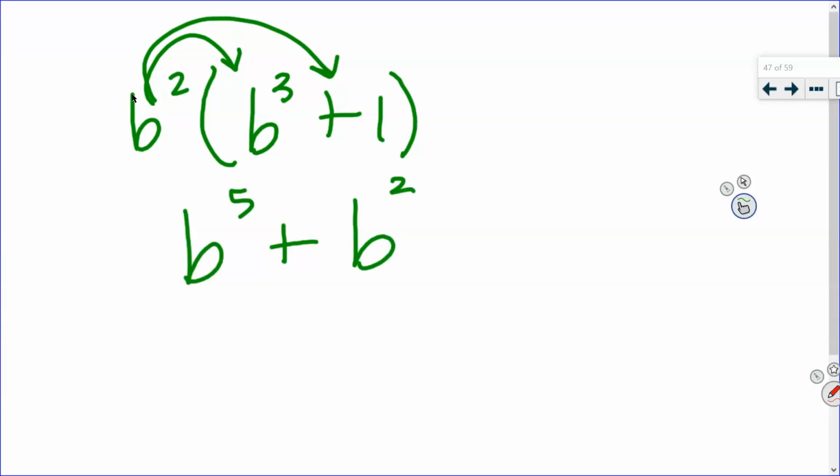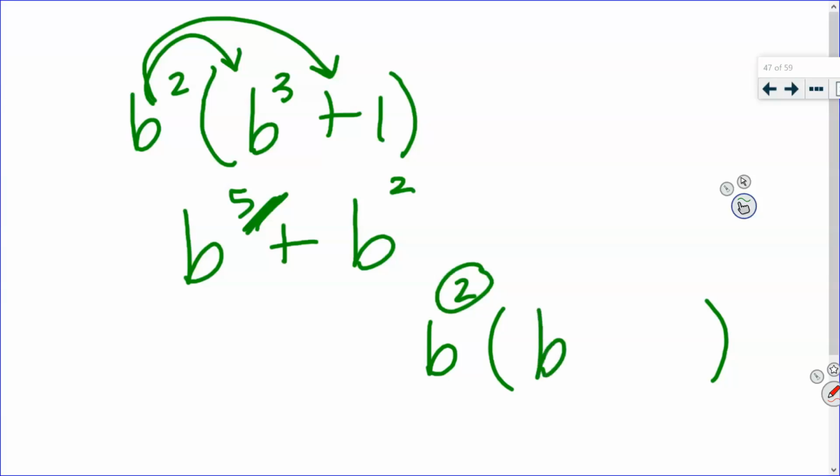So if I reverse this, you divide. And when you divide, you subtract. So what is 5 minus 2? 3. So that's b to the 3rd. What's 2 minus 2? 0. What's anything to the 0 power? That's right. That's why there was the 1 there.